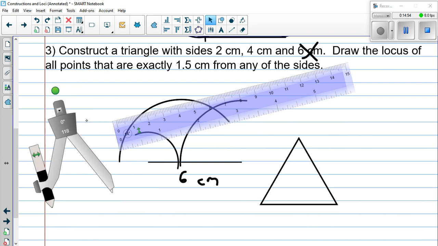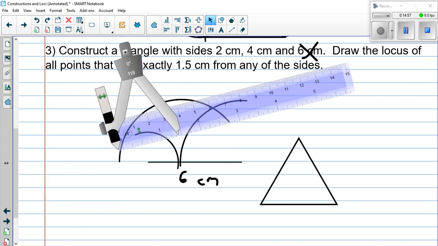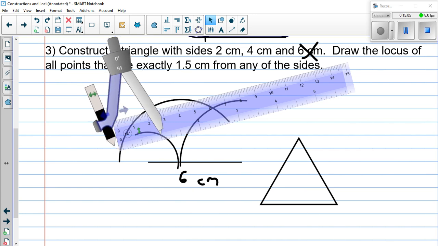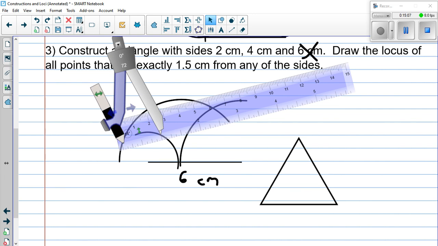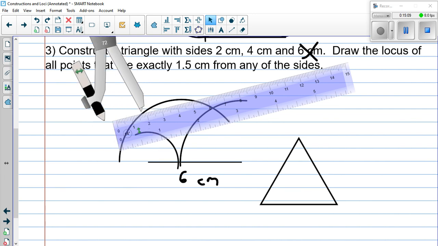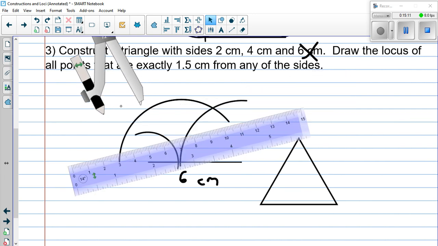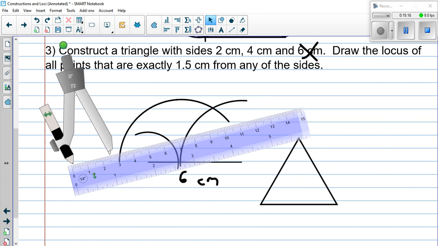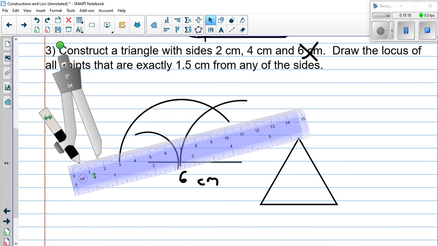I think I understand where this question was trying to go. It's trying to get you to do constructions and locus at the same time, but it just wasn't put together well. So don't worry if it didn't work. I more so wanted to include a question like this for kind of proof of concept of when you'd actually use this.